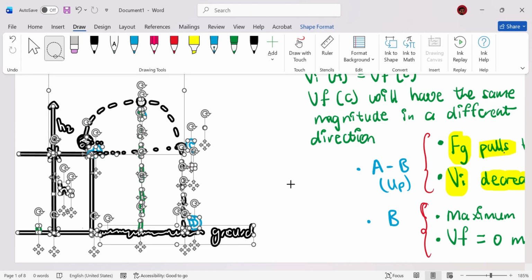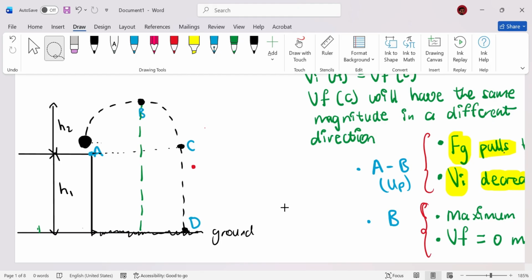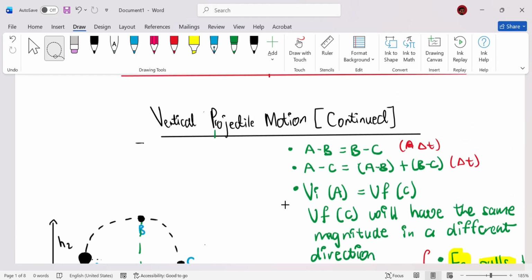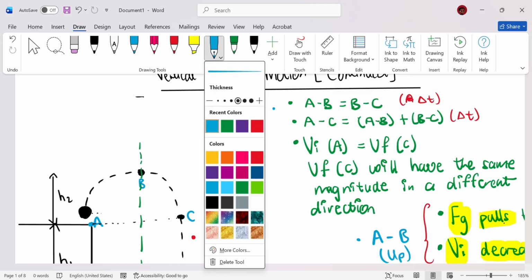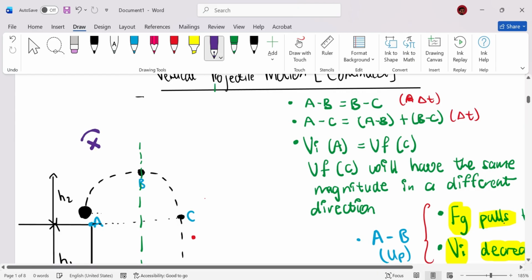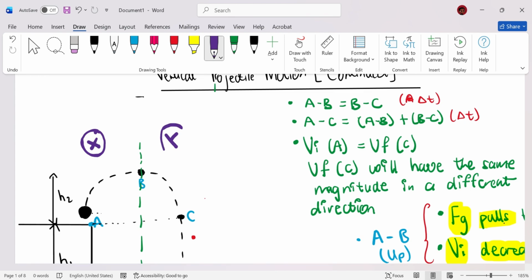So I want you to understand something, right? What I want you to understand is that, once again, I'm going to continue with my symmetrical line here. So I'm going to have two different sides. I'm going to call this side X, and we're going to call this one side Y, right? So these two sides are separated by my symmetrical line.